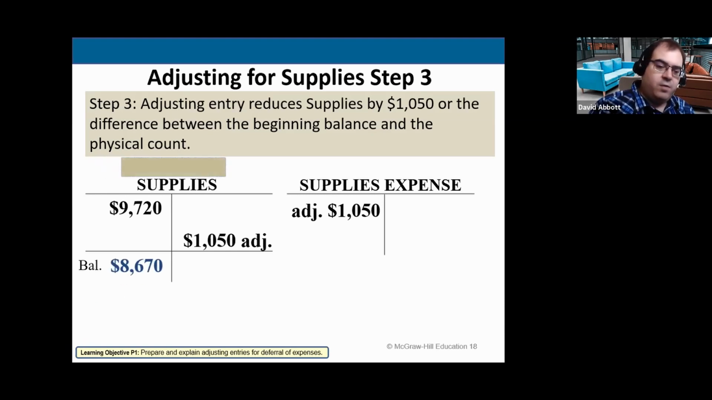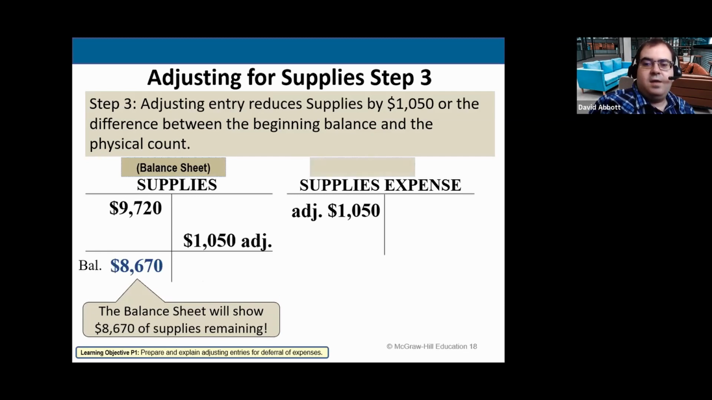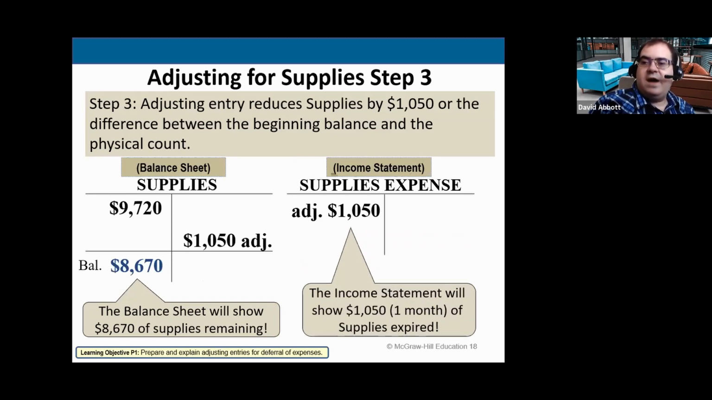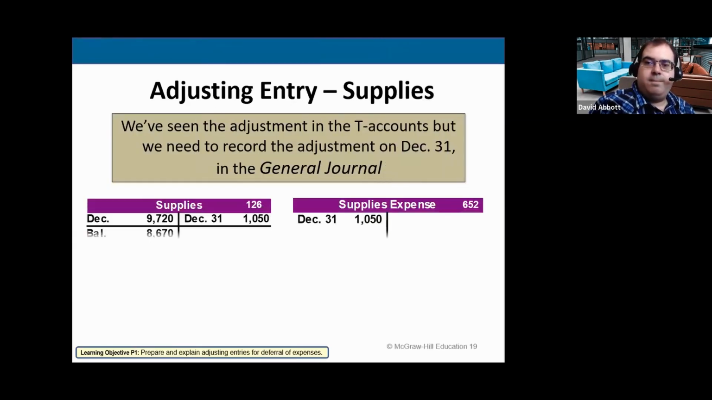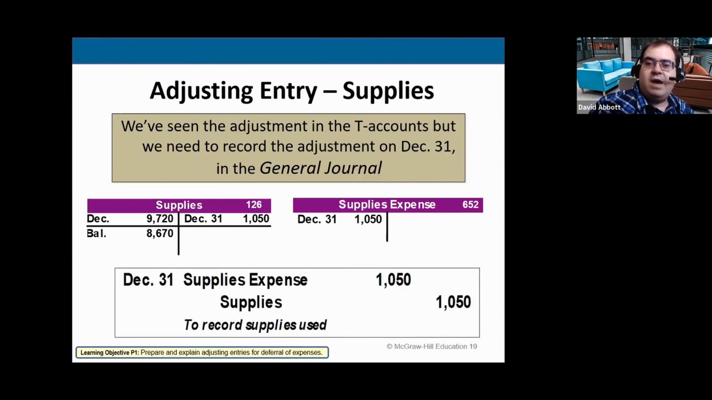So we know that we have $8,670 worth of supplies yet still to use. So that's what our balance sheet would show. And then our income statement would show $1,050, which is what you used for that 1 month. And so again, that's what the T accounts would look like, and that's how you would record it.